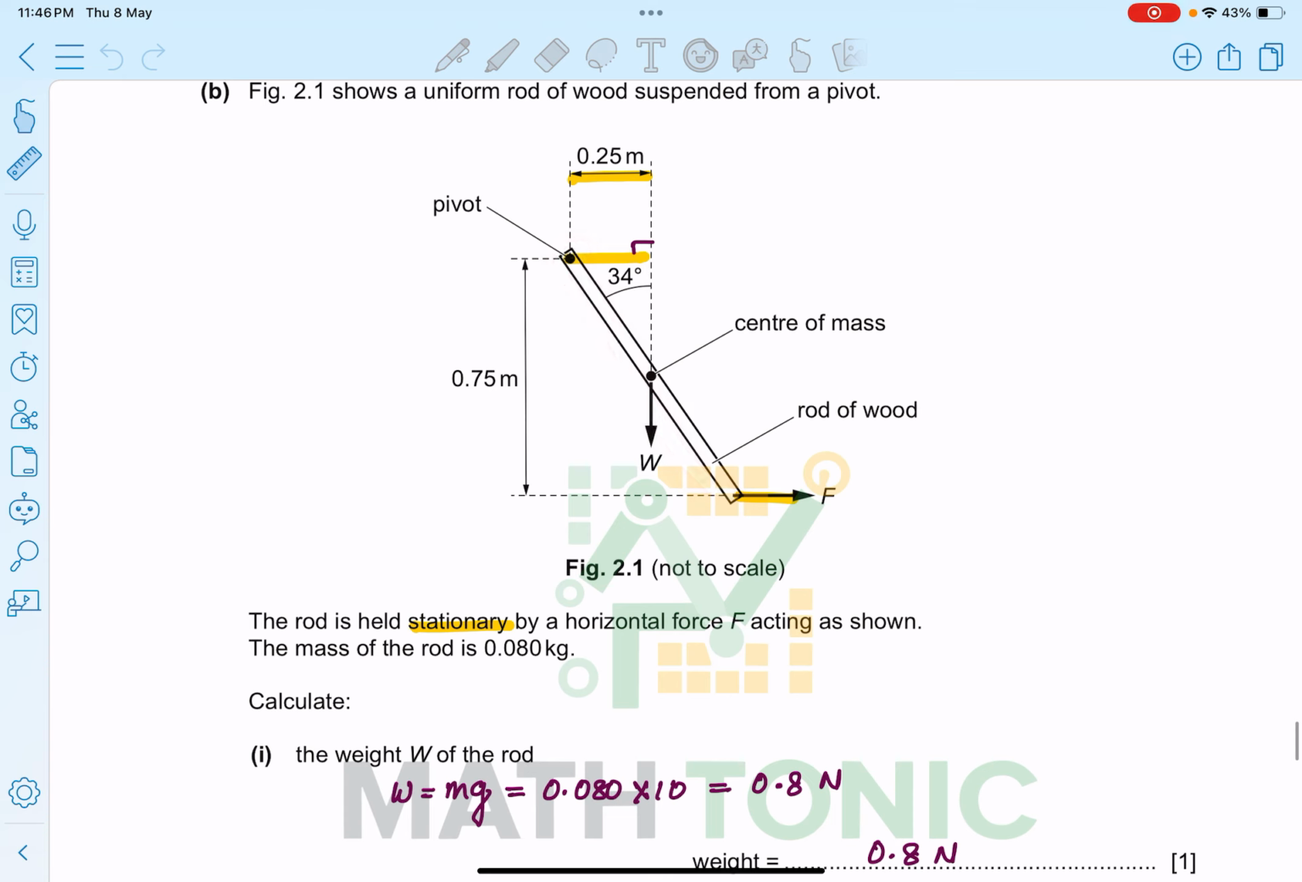Okay, the rod is held stationary, which means it is in equilibrium, by a horizontal force F acting as shown. This is the horizontal force being applied. The mass of the rod is given as 0.080 kg. The question is to find the weight of the rod.